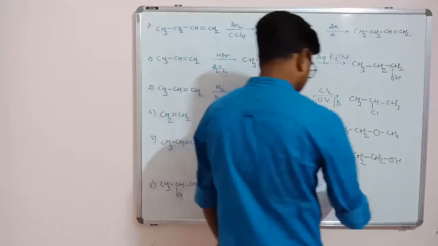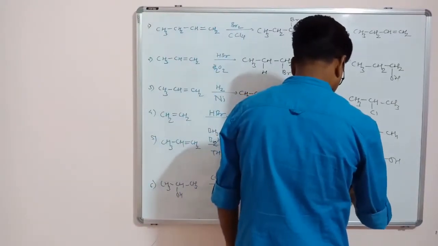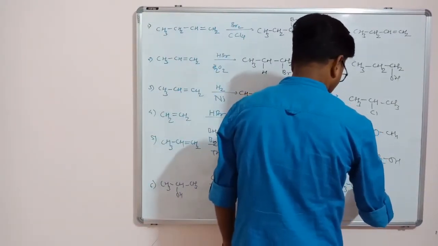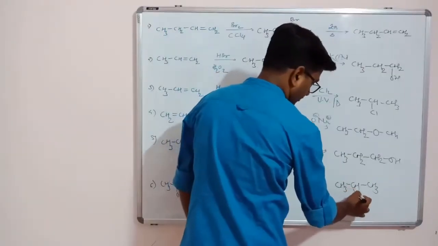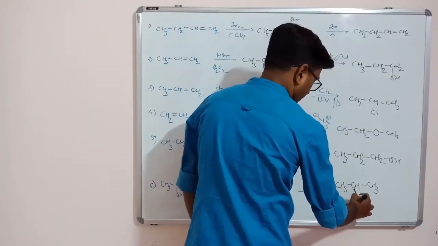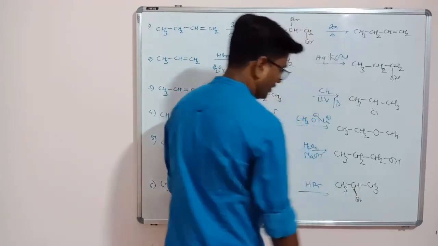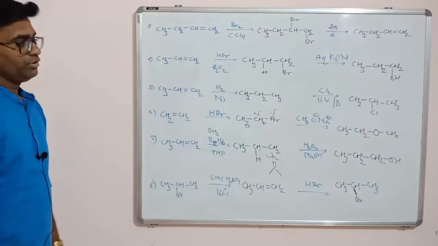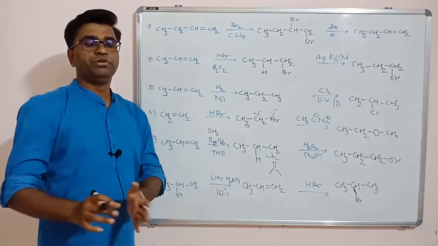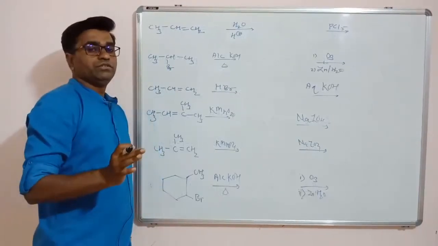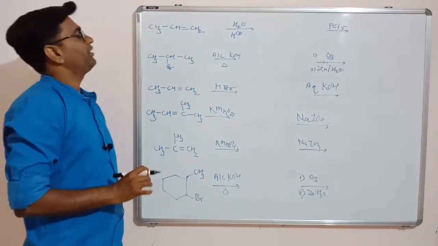So your product will be CH3, CH double bond becomes single bond, CH2 becomes CH3, and here will be Br. So the product will be 2-bromopropane. Product name will be 2-bromopropane. We will solve a few more examples.